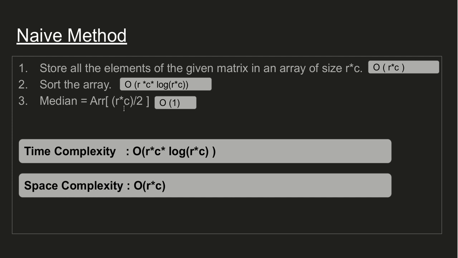So overall the time complexity for this method is big O of R cross C into log of R cross C. The space complexity for this problem is big O of R into C, because we are taking an extra array of size R into C.